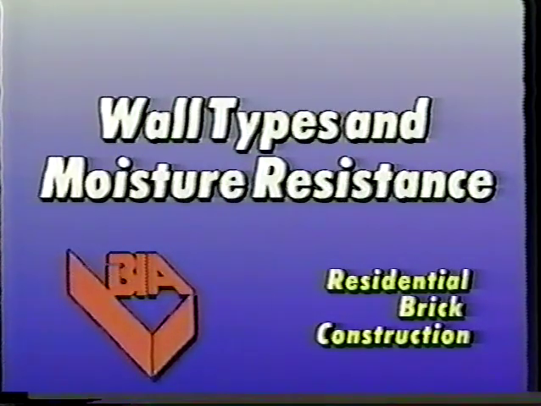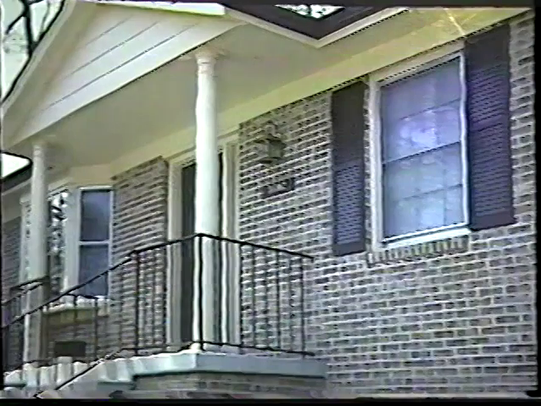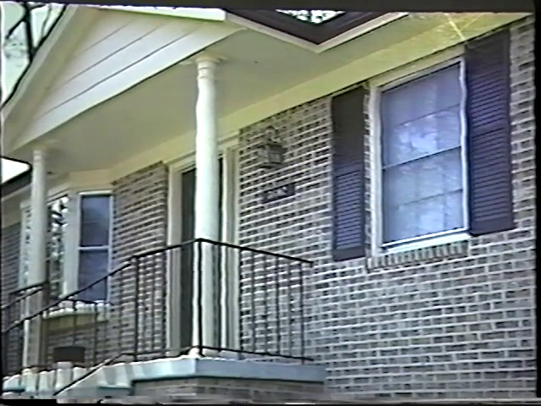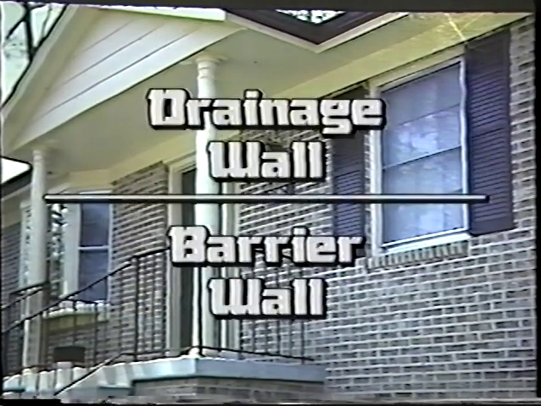Wall types and moisture resistance. From the outside of a house, all walls may look alike. However, there are two distinctive wall types used in residential construction: the drainage wall and the barrier wall. Each wall type handles water resistance differently.